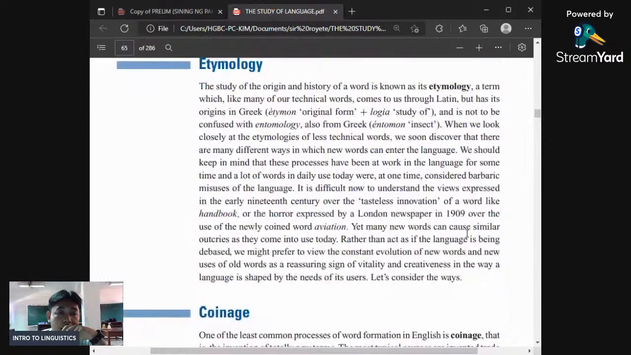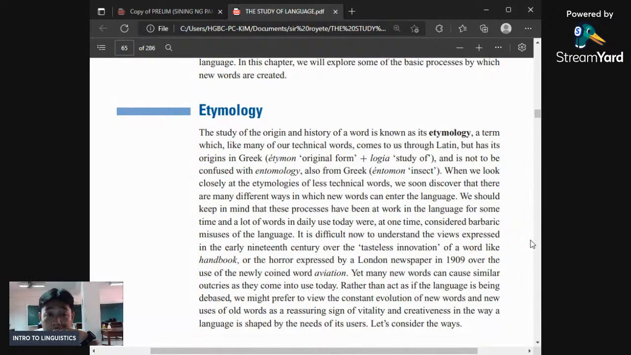So first one, we have etymology. When we talk about etymology, it is the study of the origin and history of the word. It comes from like technical words, or it comes through Latin or Greek, right? For example, etymology comes from the Greek etymon and logia. Etymon means original form, and logia is study of. So don't be confused also with the other word, entomology, because entomon means insect. So, entomology is the study of insects. It's etymology.